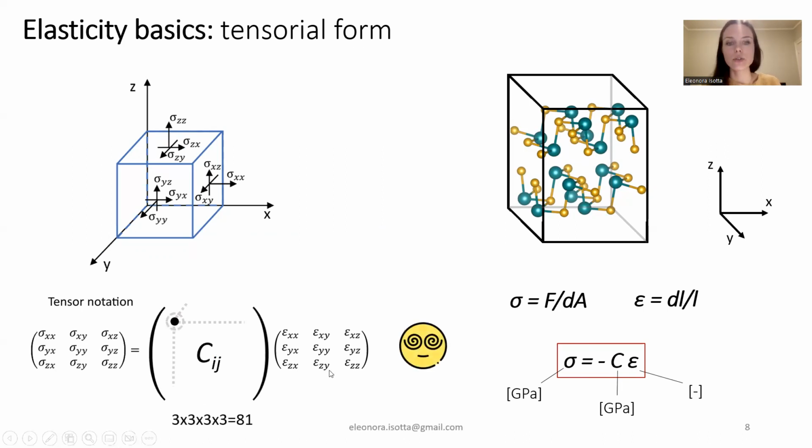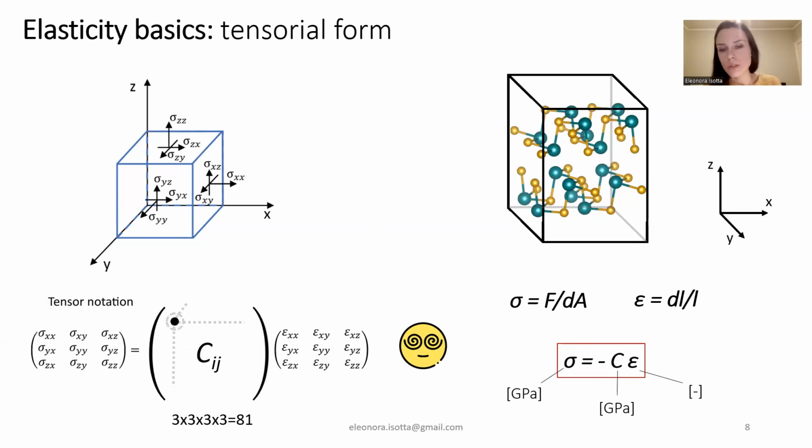So if it is something that connects a 3x3 tensor with a 3x3 tensor, then this needs to be a 3x3x3x3 tensor. So a total of 81 coefficients. This makes a lot of coefficients, probably not an easy way to use this tensor.